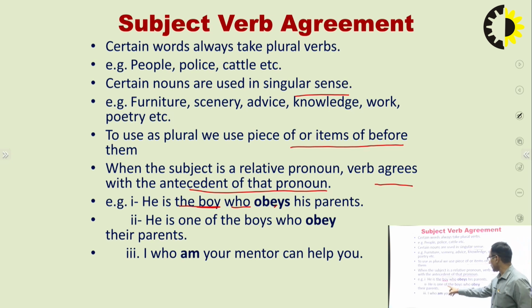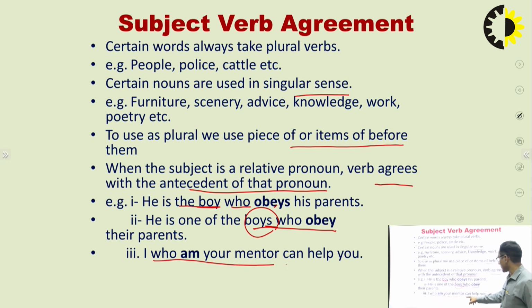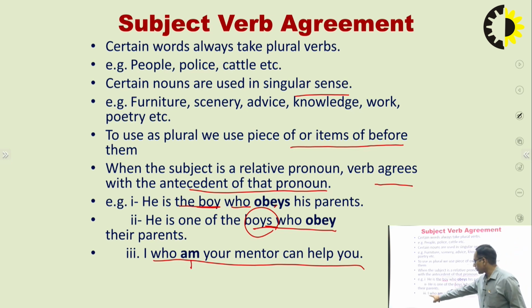Same, "He is one of those boys who obey." Now before who, you are using boys, plural. This is a very unique sentence. Sometimes students are confused because I generally give the sentence in the exercise also: "I who..." and here I leave a blank. Your mentor can help you. Actually this verb also agrees with the previous word. Previously I, so according to I, it will become am. So it is clear that who does not decide the verb. The verb is decided according to the word that comes before who.